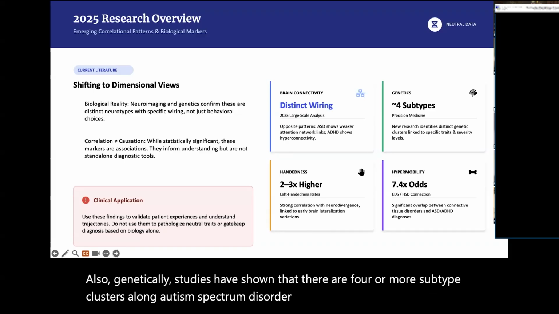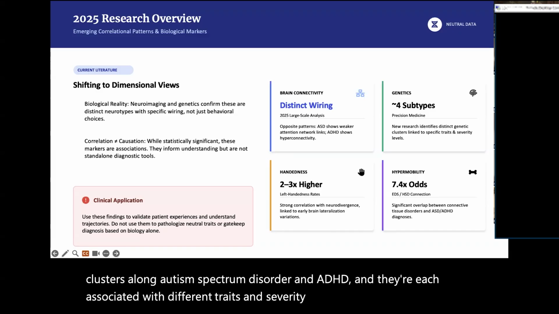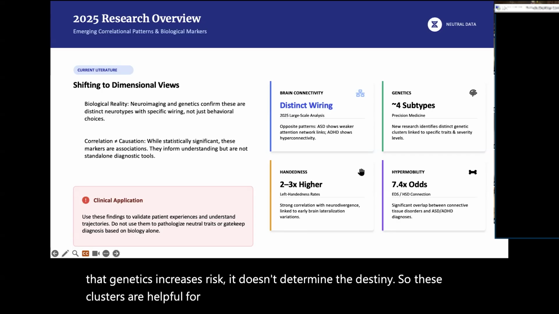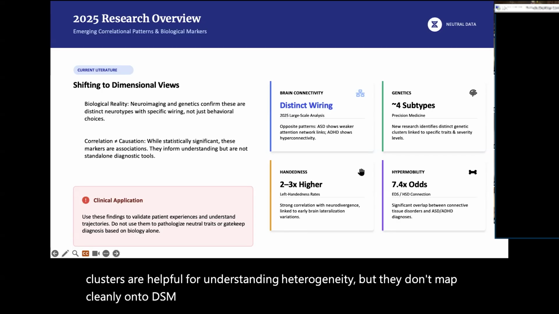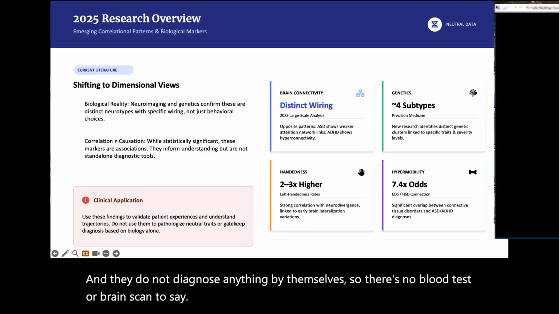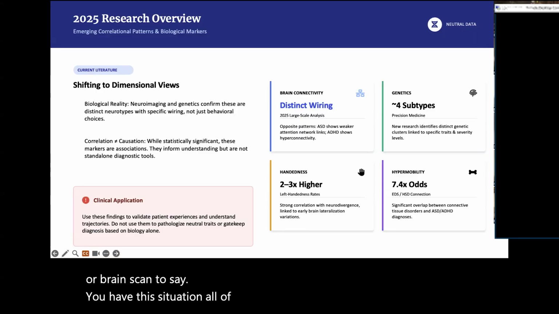Also, genetically, studies have shown that there are 4 or more subtype clusters along autism spectrum disorder and ADHD, and they're each associated with different traits and severity profiles. But the key point is that genetics increases risk. It doesn't determine destiny. So these clusters are helpful for understanding heterogeneity, but they don't map cleanly onto DSM categories, and they do not diagnose anything by themselves. There's no blood test or brain scan to say, aha, you have this. All of this is really intended for research purposes.